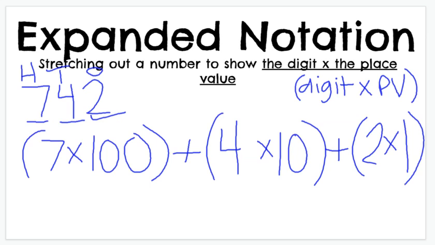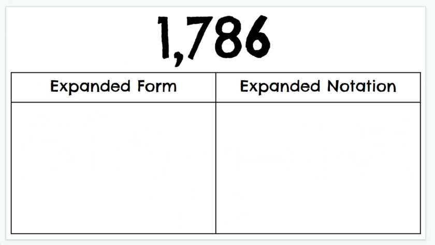So if I stretch out this number into expanded notation, I would have 7 times 100 plus 4 times 10 plus 2 times 1 to give me 742. Now let's look at these side by side and practice some more. Okay, so I have the number 1786, and I'm going to write it in expanded form and expanded notation. I have to remember that these are two different things. So I'll start with expanded form.